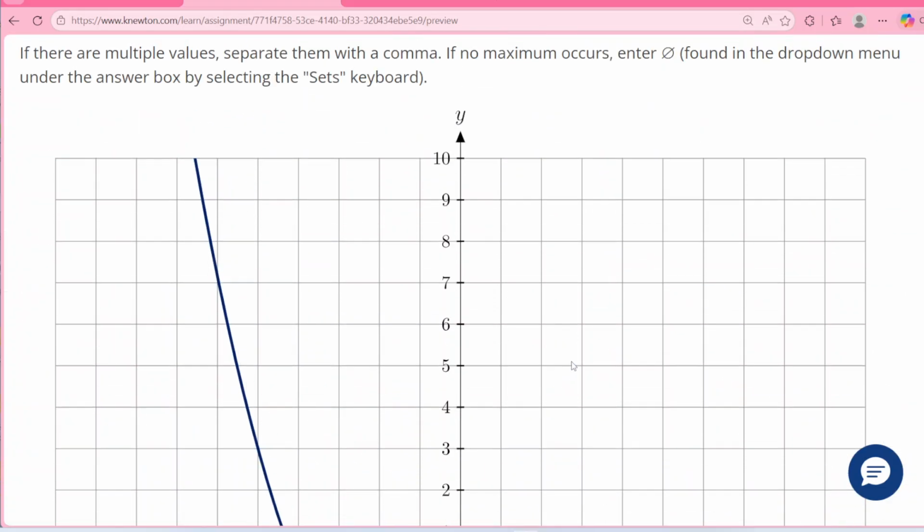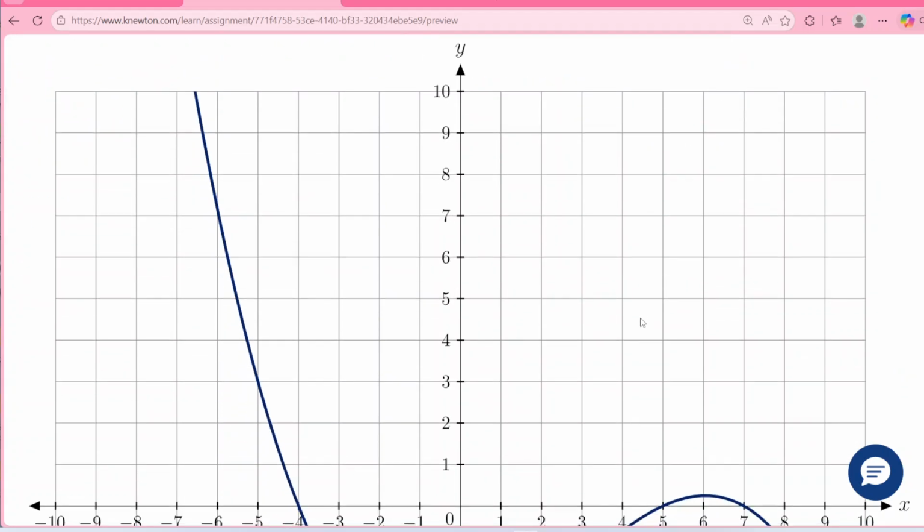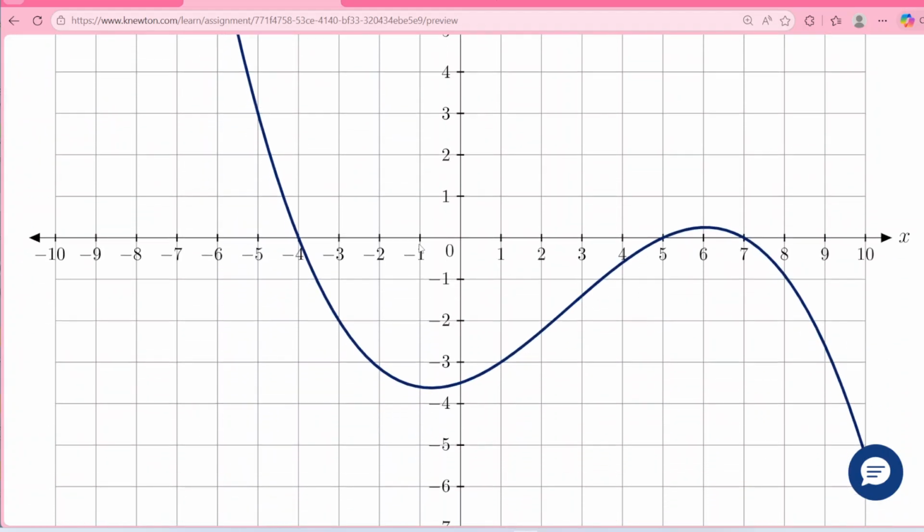Now, I think this is the graph of f prime, right? So once again, they're giving us the graph of the derivative. This is not the graph of f. This is the graph of f prime. At what values of x does f have a local maximum? So just like in the previous question, you look at where is the derivative 0? Well, it's 0 at -4, and at 5, and at 7.